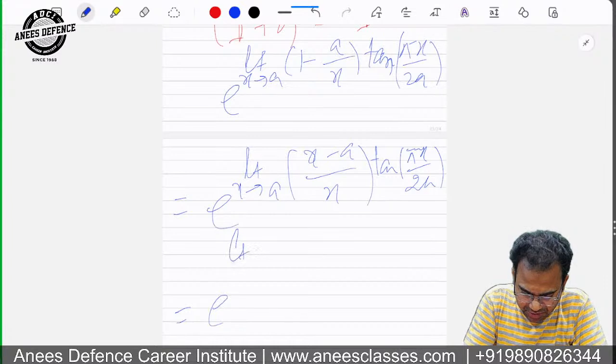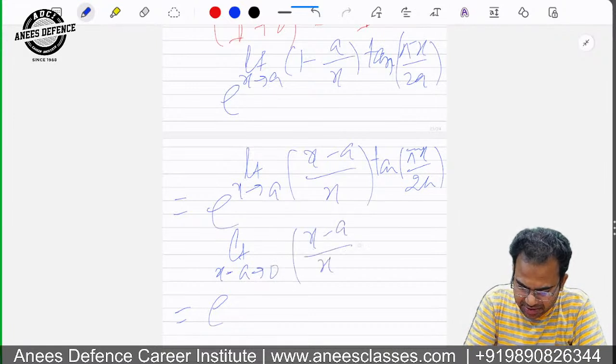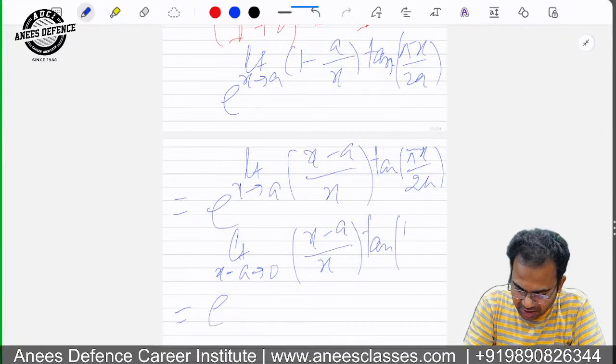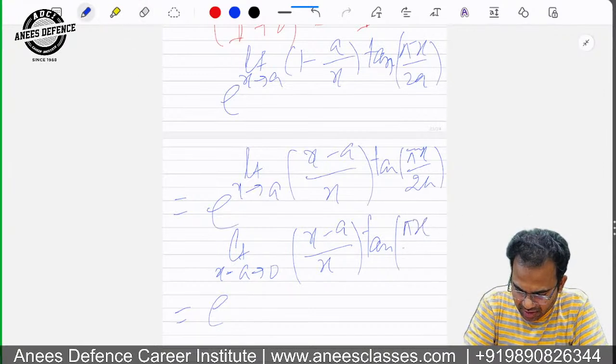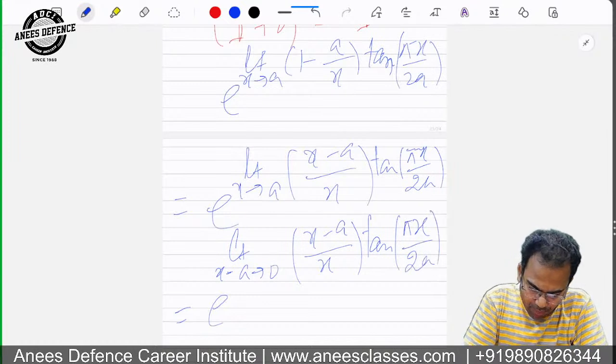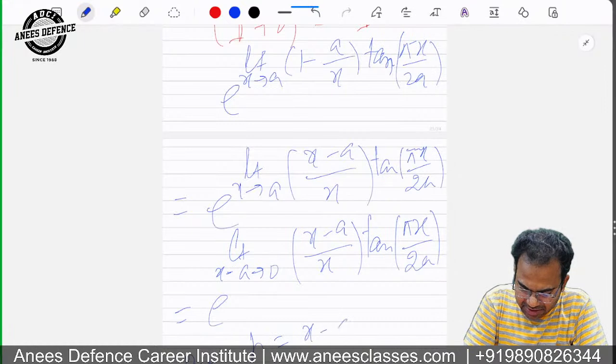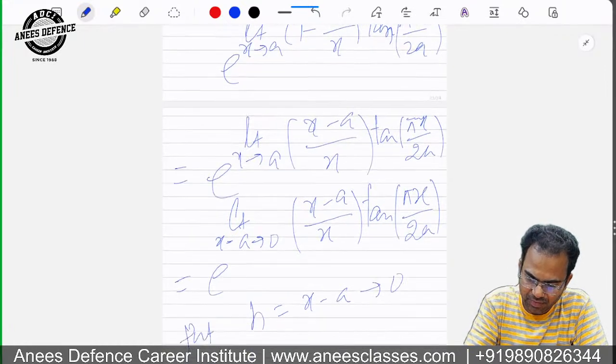Limit x tends to a, (x minus a) upon x, I will take to the left side, a tends to 0. I was doing this earlier, right, but then I took different steps. Now put h equal to x minus a, which tends to 0.